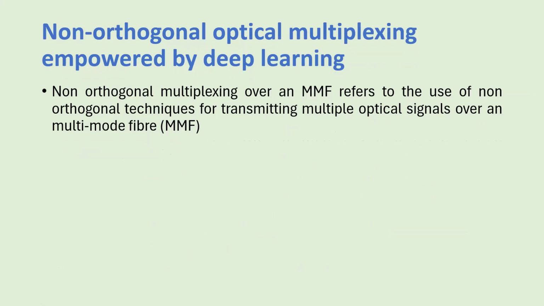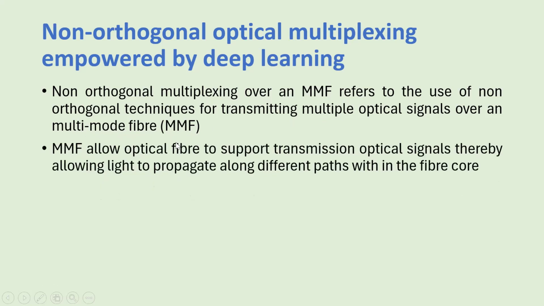Non-orthogonal multiplexing over an MMF refers to the use of non-orthogonal techniques for transmitting optical signals over an MMF. MMF is multimode fiber. It's a type of optical fiber cable that is used to propagate and transfer the optical signals. In this case, we shall be using non-orthogonal light fields, thereby allowing them to pass through this cable.